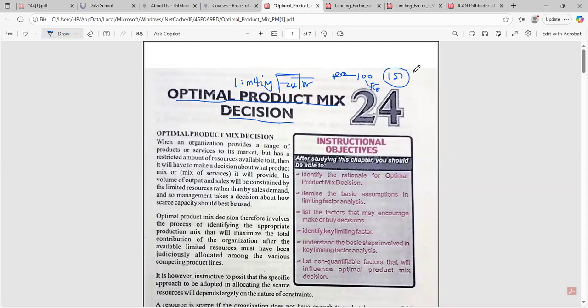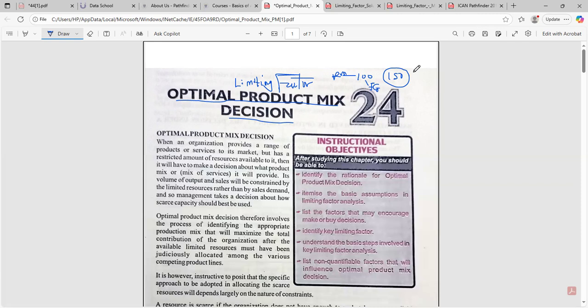Because if you have enough cash, you can get machines that can give you more hours. If you have enough cash, you can fly labor from any part of the world to produce for you. If you have enough cash, you can order any kind of material, except where there are legal restrictions on that material. So do not expect that cash is a popular limiting factor to be tested in the question. ICAN will not test cash as a limiting factor in a question. Please take note of that.